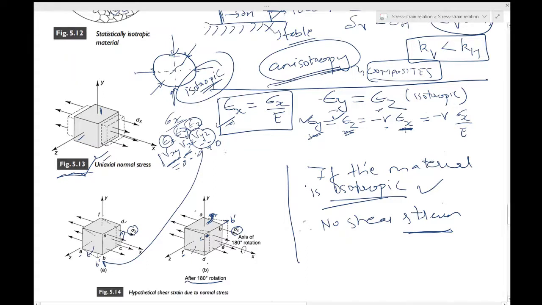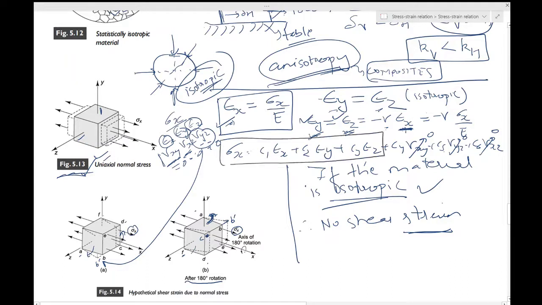So sigma x, which was supposed to be equal to C1 epsilon x plus C2 epsilon y plus C3 epsilon z plus C4 gamma xy plus C5 gamma yz plus C6 gamma xz, these terms are all 0. So you are left out with this only. So that's the first stress, one stress component which we have already dealt with.